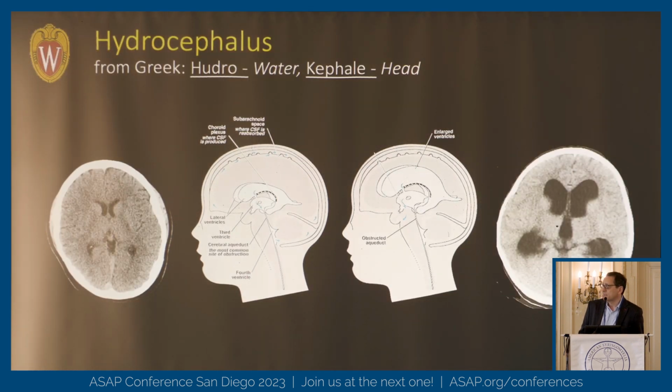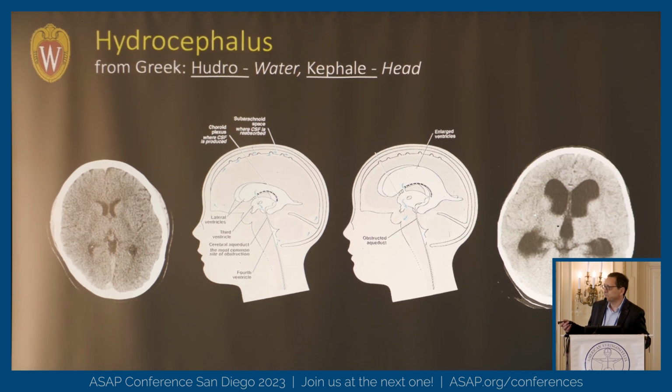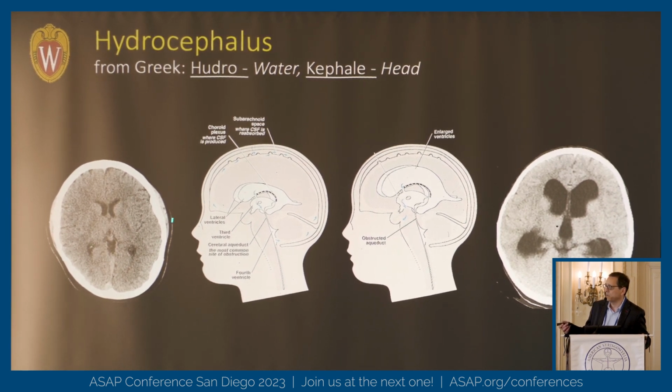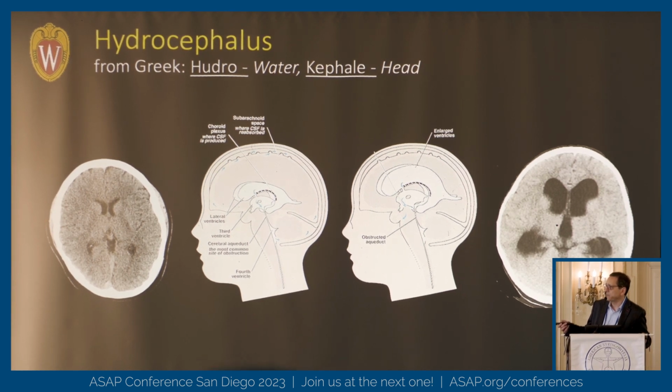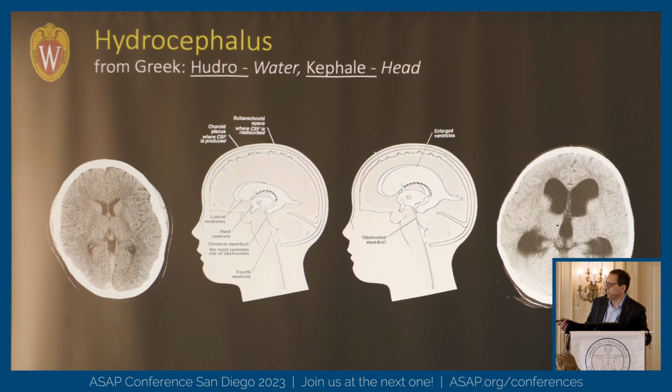So hydrocephalus comes from Greek. Hydro means water, cephalus means head. So what you're seeing here is ventricles that are dilated, indicating high pressure, ventricles that are small, in this case indicating low pressure. In this particular situation, there's an obstruction at the cerebral aqueduct, that's creating backup of fluid in the lateral and third ventricles, and that's what hydrocephalus is.